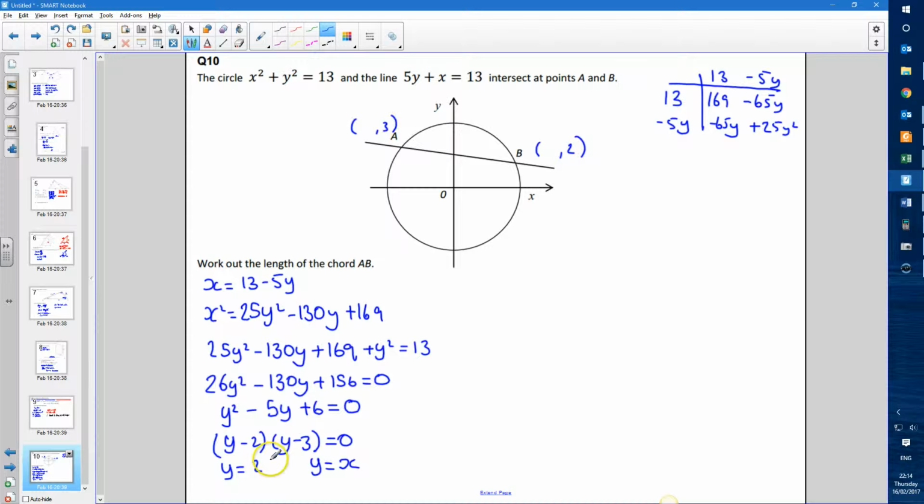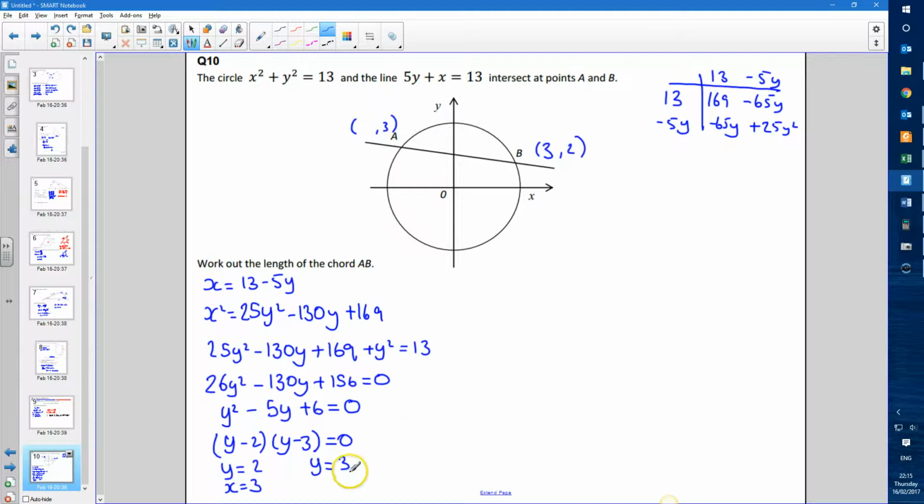So for when y is 2, so for this one, I can work out from here that x is going to be, well, 5y would be 10, so x is going to be 3. So that's going to be 3, 2. And for this one over here, I don't know why I've written y is equal to x, I meant to say y is equal to 3.